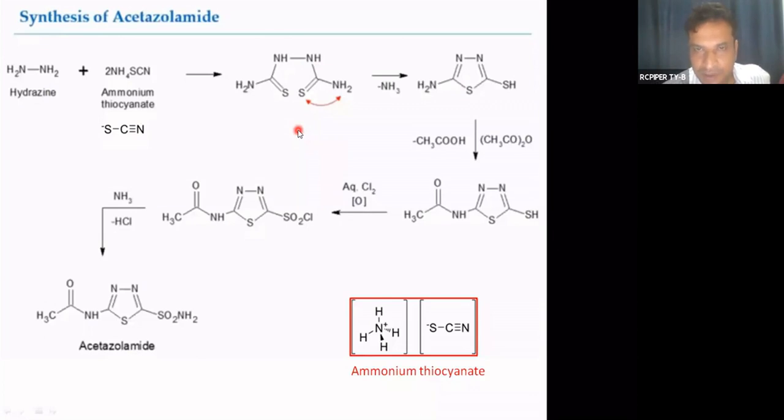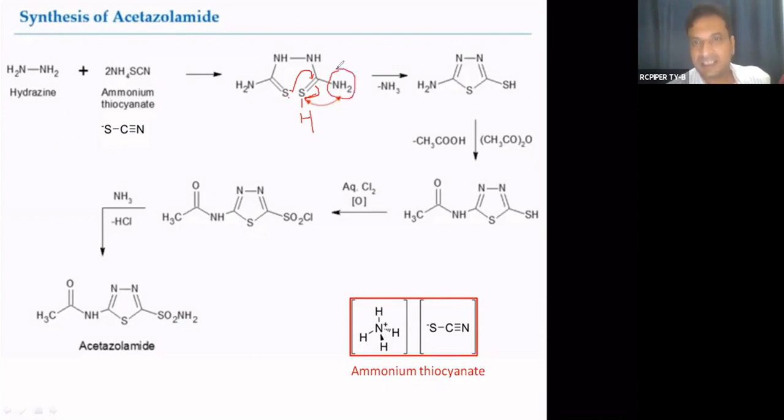Now cyclization is going to take place. How is cyclization going to take place? So one of the sulfurs, that is C double bond S, is going to act as a nucleophile. How? So just concentrate. The pair of electrons on sulfur will attack this carbon. Then what is going to happen? Yes, the pi bond will shift on this sulfur and it will acquire one hydrogen, SH. And further, there will be removal of this NH2 in the form of ammonia.